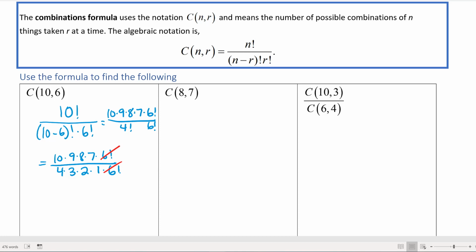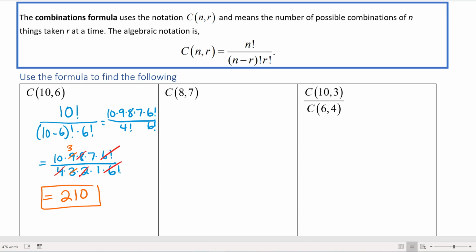And if you can find some other things that divide out nicely, like 4 times 2 is 8, so you can take the 8 in the numerator and the 4 times 2 in the denominator. That can divide out nicely. Additionally, you can take the 9 and the 3 and divide that out to 3. So we have 10 times 3 times 7, which is 210. So that is how you find C of 10 choose 6.